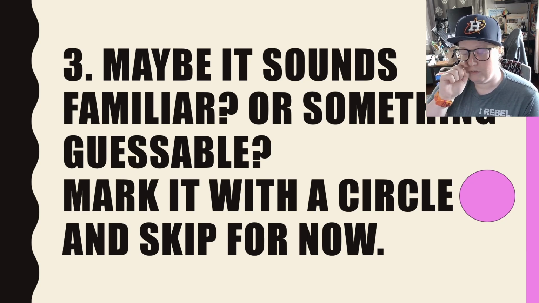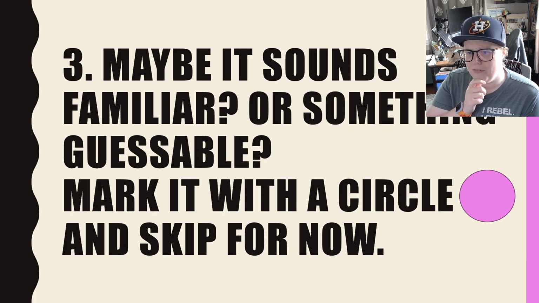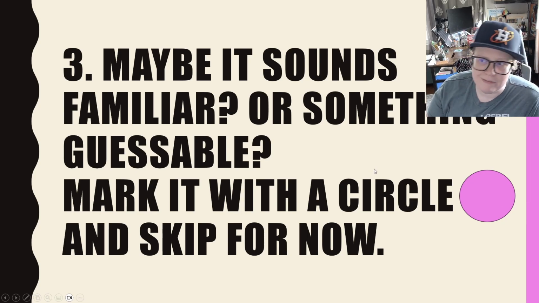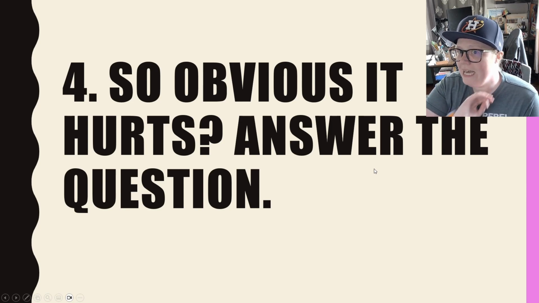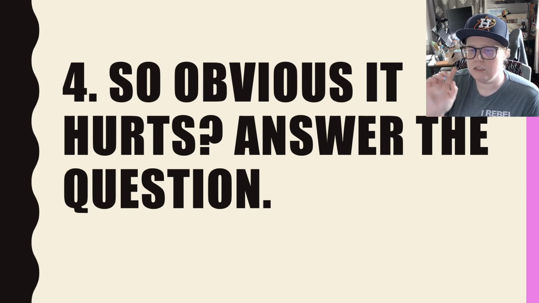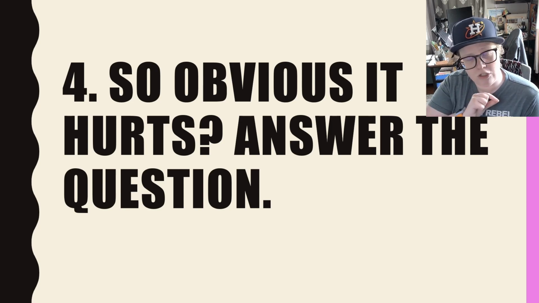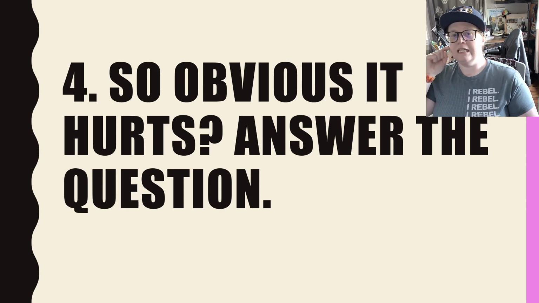You circle the ones that you're like, I might be able to figure this out if I think about it for a second. Those ones, mark with a circle. Then you go back to number 1 again. Okay, we haven't answered any questions yet. All we've done is look through the questions. We haven't answered them yet. We've just looked at them and marked them.